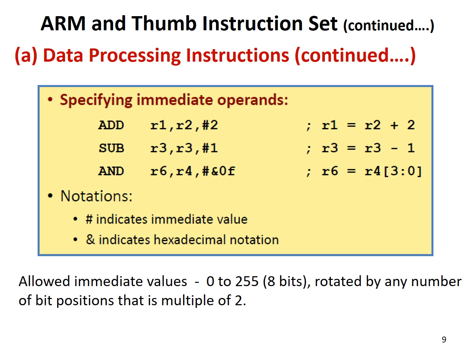Specifying immediate operands. Here the immediate value is specified by means of the hash. So hash 2 represents the immediate value of 2. That value is added with the content of the R2 register and the result is stored in R1. Similarly for the SUB and AND instructions. Here hash represents the immediate value, and ampersand represents the hexadecimal notation of the value.